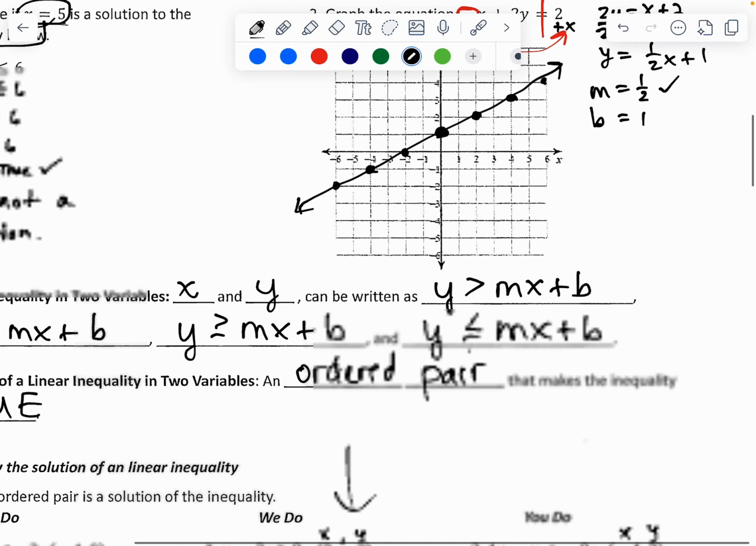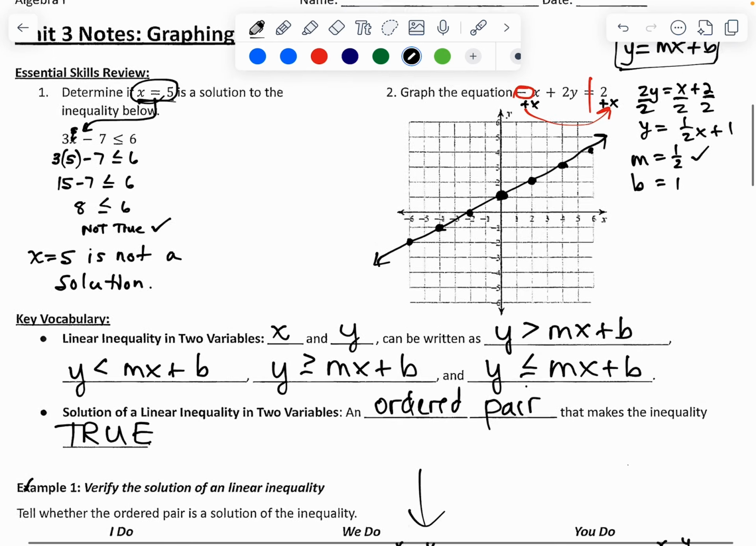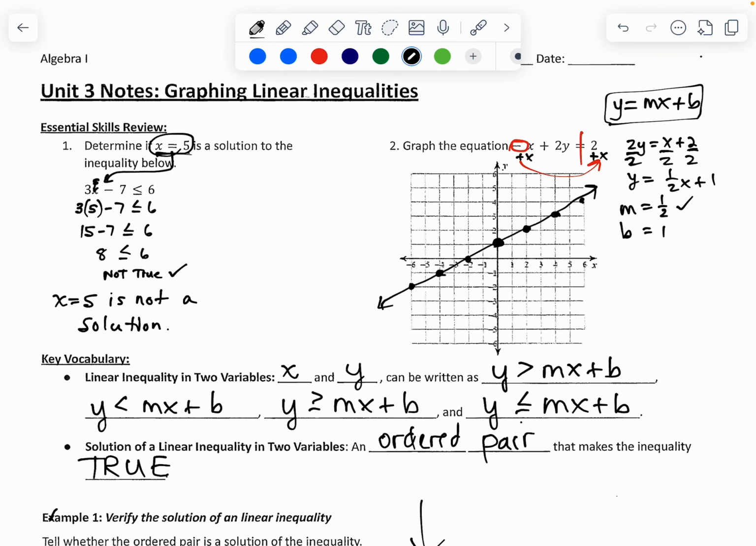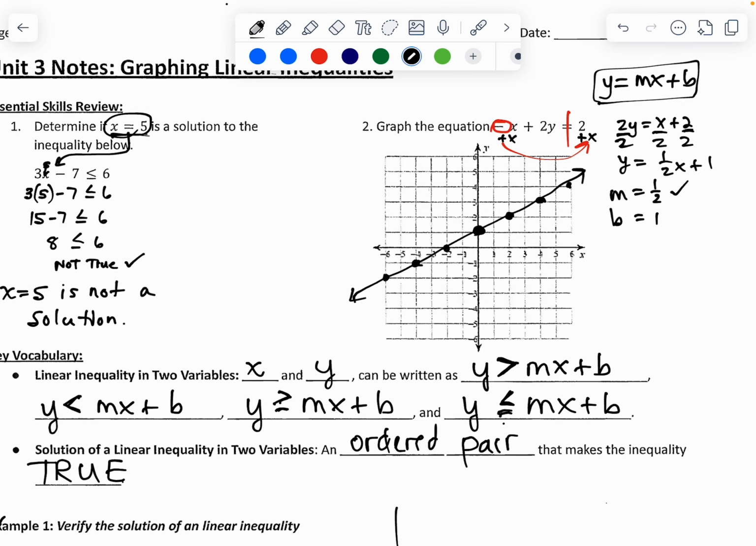Looking at the key vocabulary. A linear inequality in two variables has to have an x and a y. Your two variables are x and y. They can be written as y is greater than mx plus b, y is less than mx plus b, y is greater than or equal to mx plus b, and y is less than or equal to mx plus b. Those are the four options that we have, very similar to just y equals mx plus b, except we have our inequalities in there.